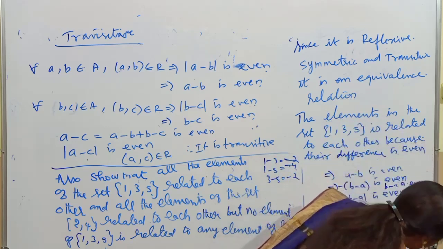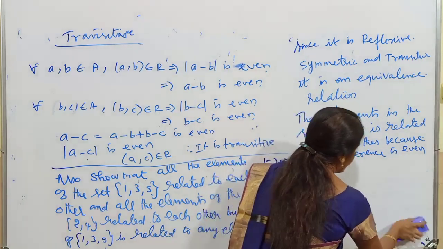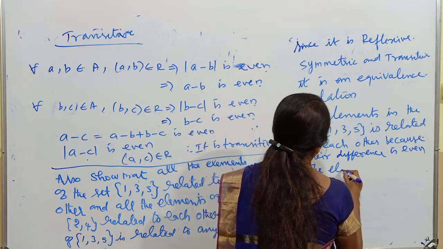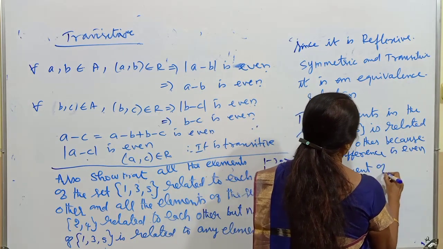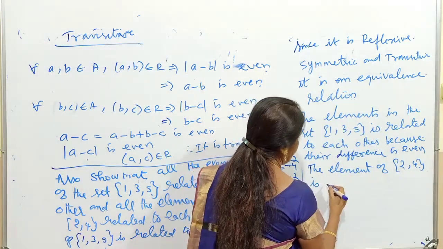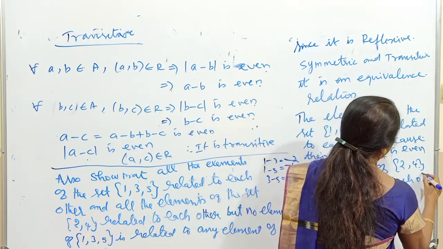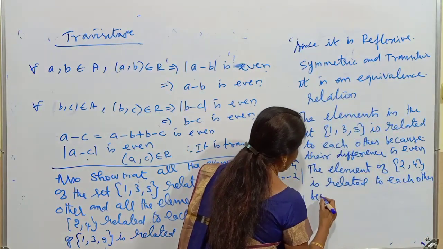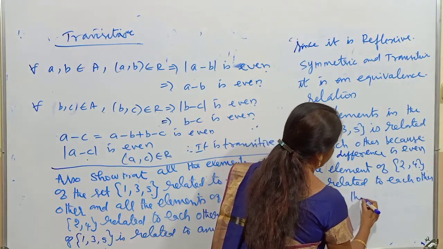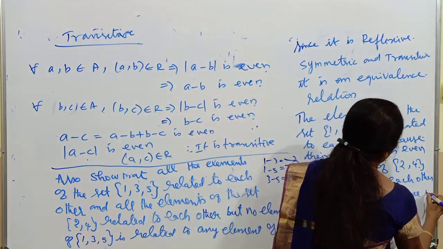Right. Now listen to this one. Again you can write the other one also. What will you say here? The elements of 2, 4 are related to each other because their difference is even. Again 2 minus 4 equal to minus 2, because their difference is even.